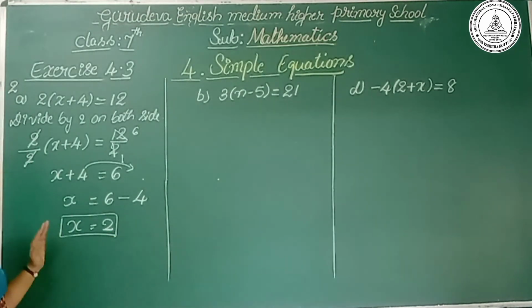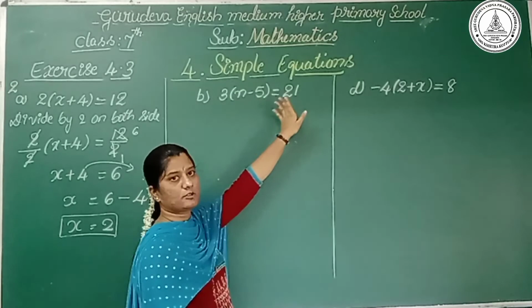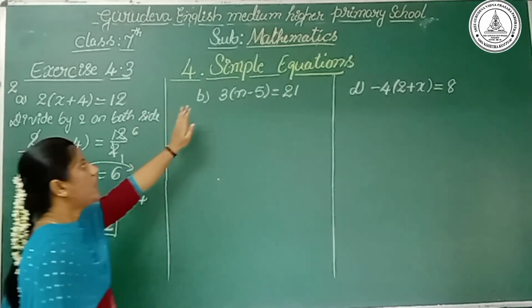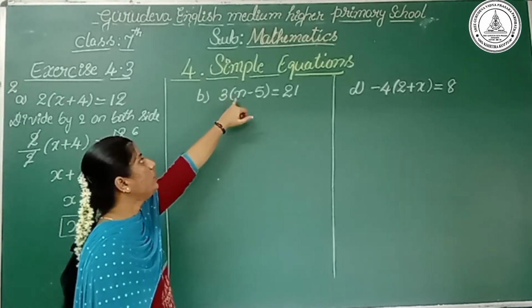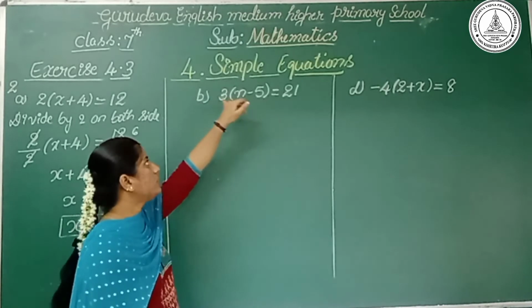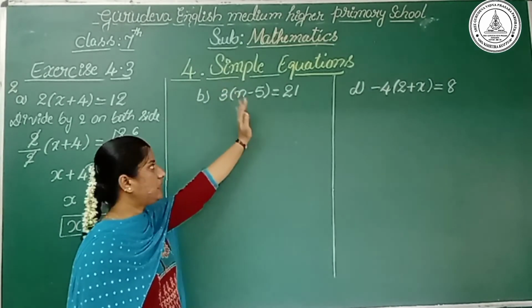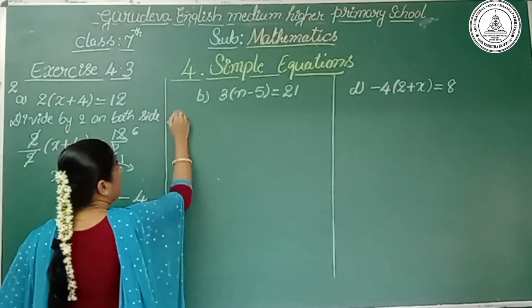Okay, at the same time, let's solve the B equation. So 3 into n minus 5 is equal to 21. Same as the first equation, first we have to eliminate the 3 here. So here there is a 3 into n minus 5. Right? So here there is a multiplication symbol. So we have to divide by 3 on both sides. Okay? Let's divide here.